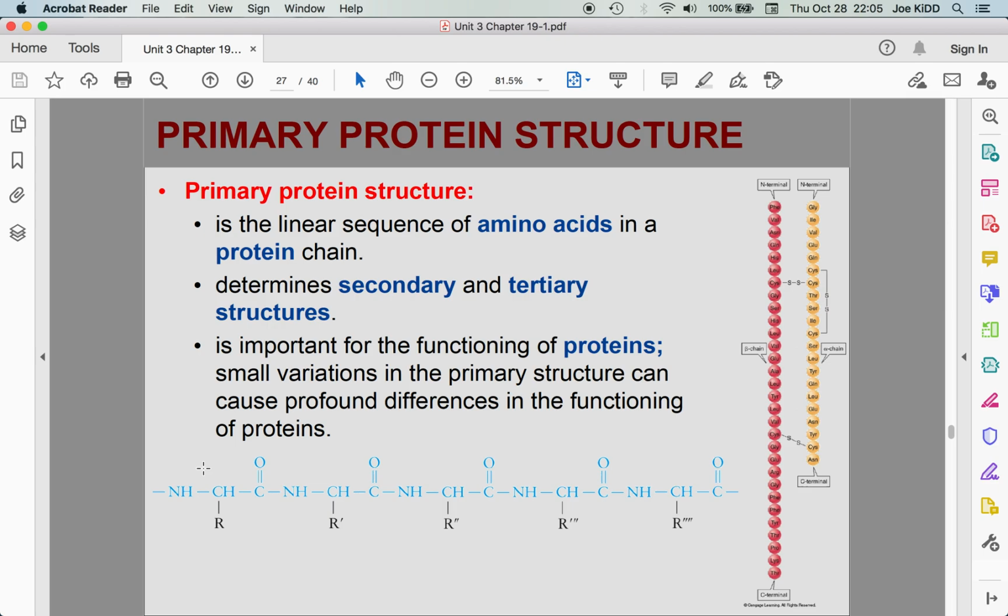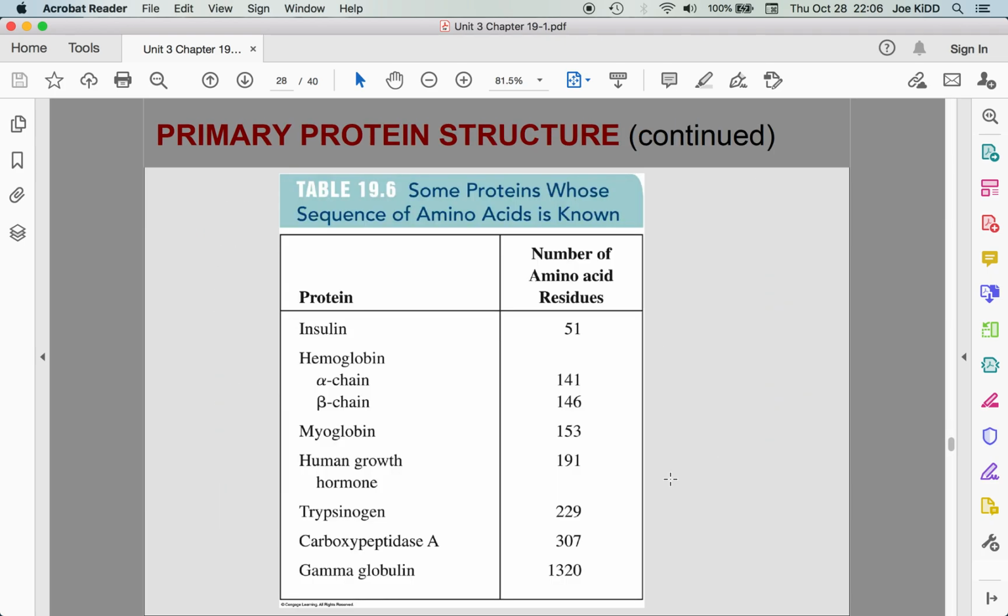It will dictate the shape, whether it's fibrous or globular. It will dictate whatever the protein does. But it's very, very important to understand that the primary structure is simply the string of the different amino acids. So here we have an example for you in blue, that backbone of the amino acid, and then each of these R groups would be a different amino acid R group on the alpha carbon that we would add to it.